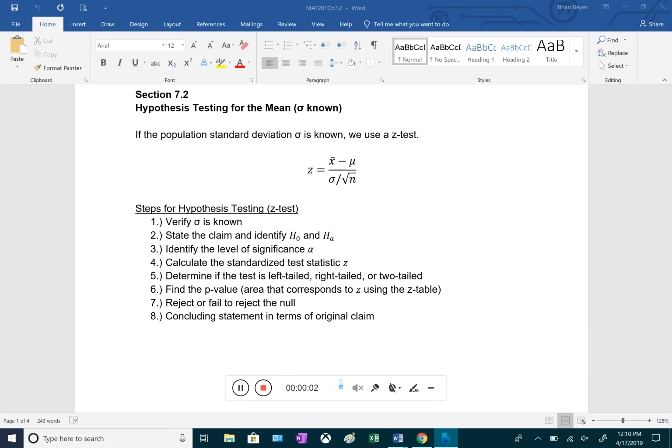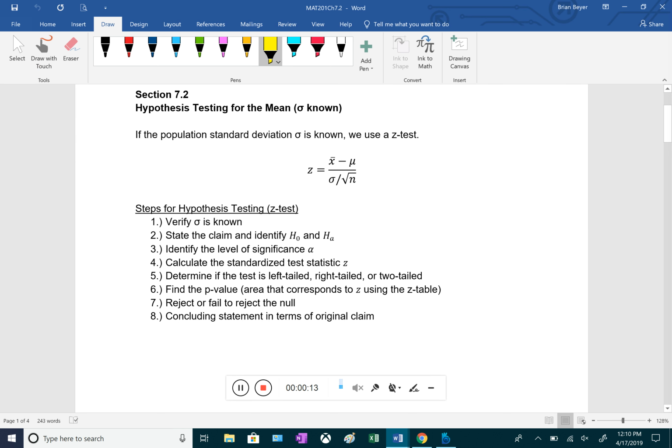Okay, so now continuing where we left off with hypothesis testing, for 7.2 we're going to be doing hypothesis testing for the population mean when sigma is known. If the population standard deviation sigma is known, that means we use a z-test, which means we're going to be using the z-table. So we have to remember this definition for our z-score: Z equals x bar minus mu over sigma divided by the square root of n.